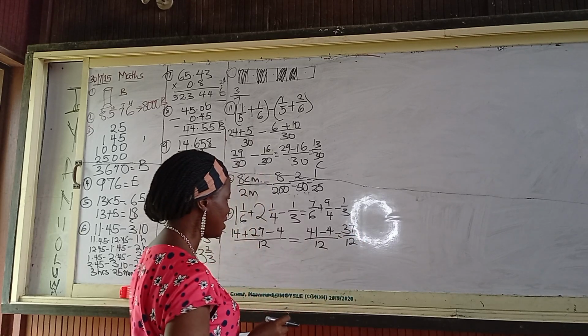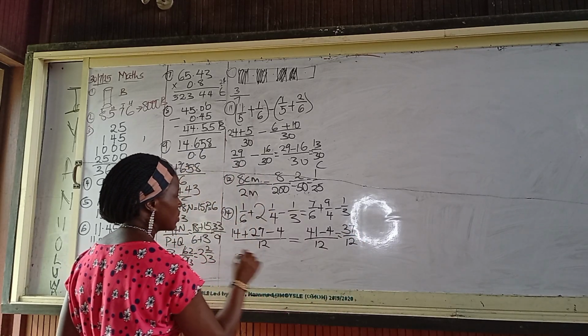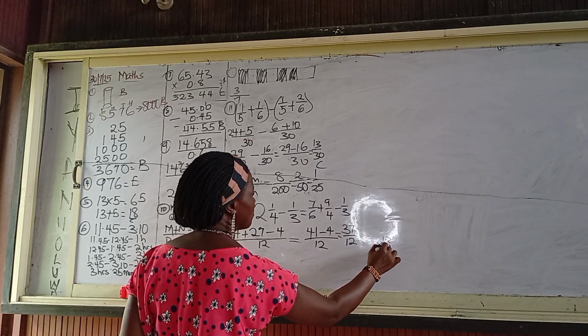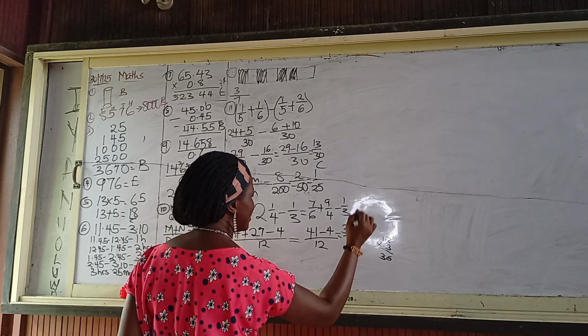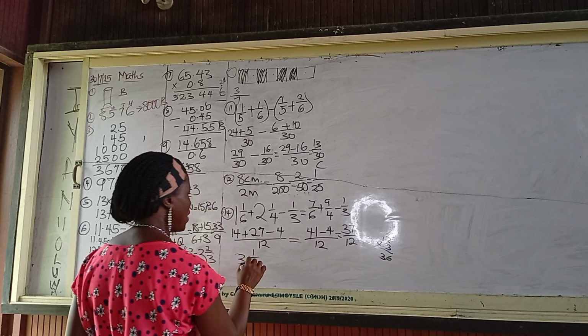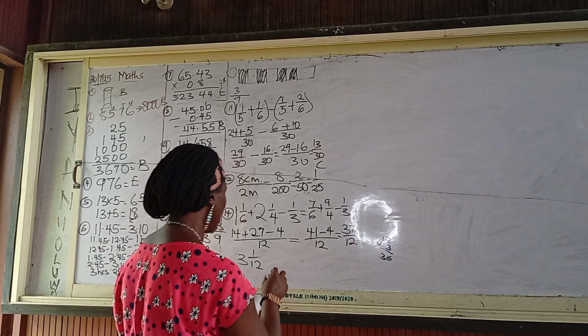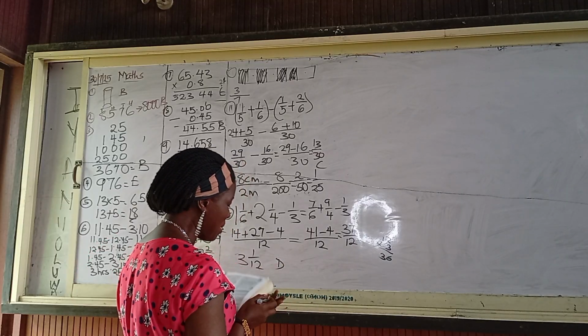So how much goes in 37? That is 3. So 12 times 3, that is 36. So that will be 1 over 12 or 1 over 12, which is option D. So now to number 15.